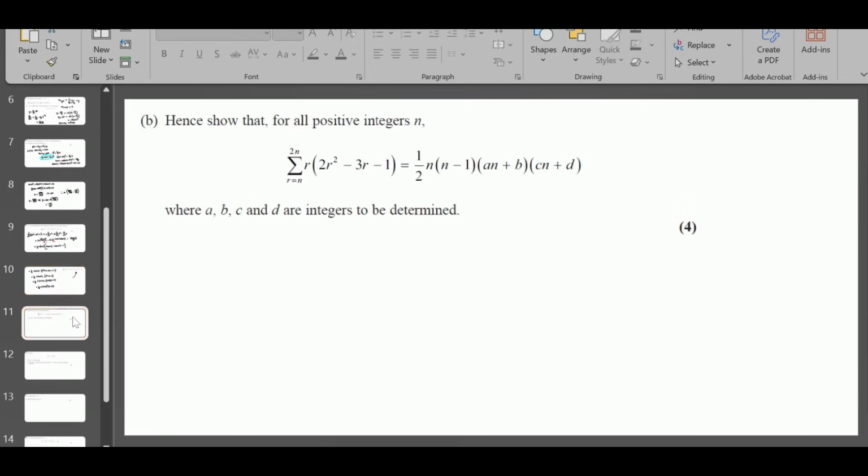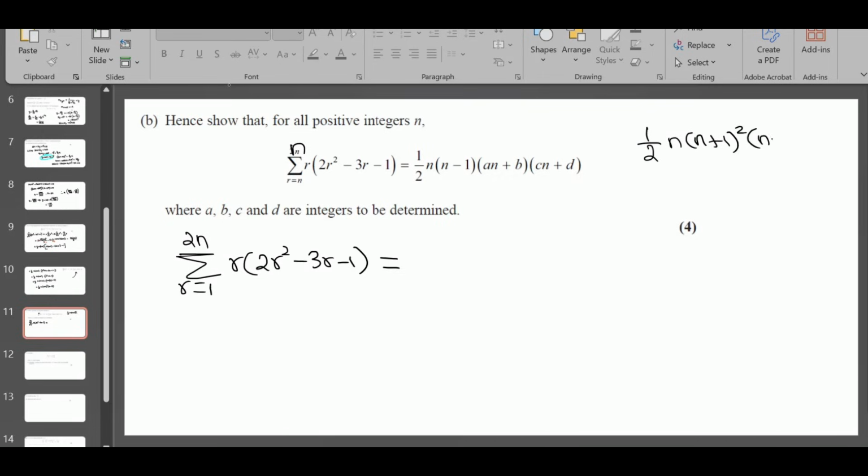That's all. Part B now. Hence show that for all positive integers n, this is same like the one given in part A. The only difference is the upper limit is 2n. So we are going to write this r is equal to 1 to 2n, r times 2r square minus 3r minus 1. If it is n, actually we have proved it is equal to 1 over 2 n times n plus 1 whole square times n minus 2 in part A. So replace n by 2n now in the same result.